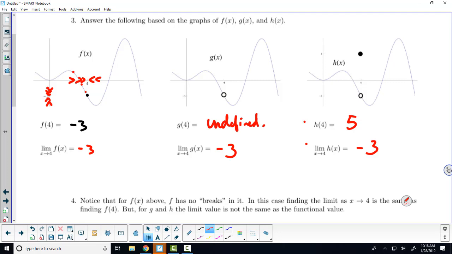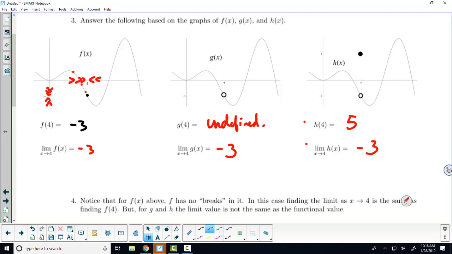In some of the homework problems, I'm going to have you work a couple of problems where I might give you these two pieces of information, and from these two pieces of information, I think there's enough to see that there's a hole in the graph there. Near 4, it's approaching negative 3, but at 4, we've got 5, and so that's a hole in the graph with a point up here.